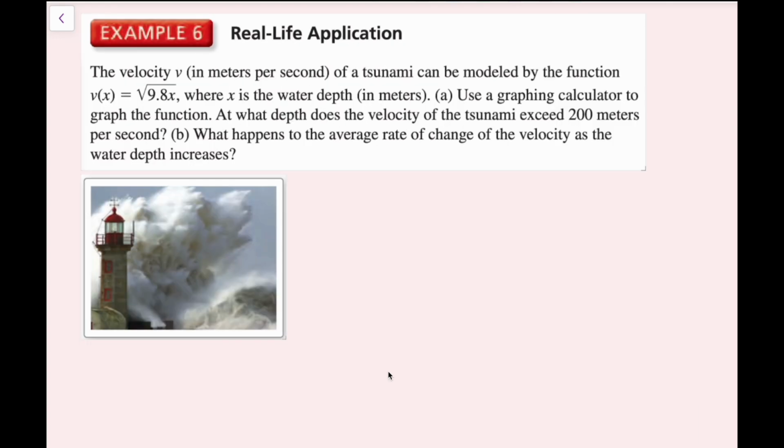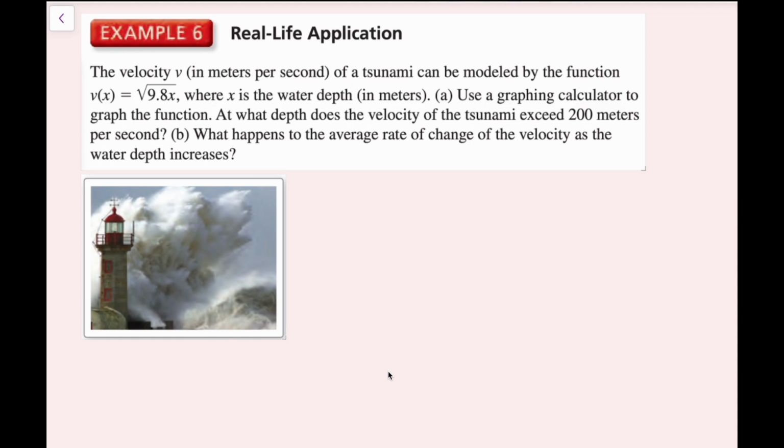For example 6, the velocity v in meters per second of a tsunami can be modeled by the function v of x equals the square root of 9.8x, where x is the water depth in meters. Part A, use a graphing calculator to graph the function. At what depth does the velocity of the tsunami exceed 200 meters per second? Part B, what happens to the average rate of change of the velocity as the water depth increases?